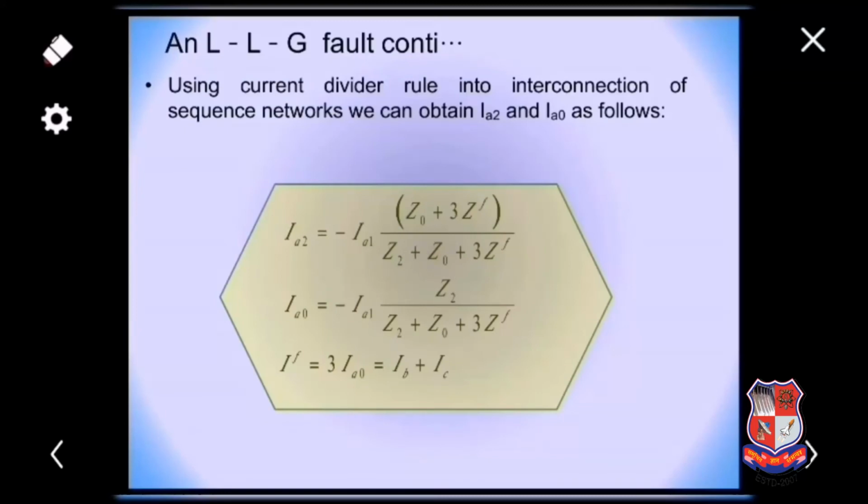IA2 is equal to minus IA1, as I told you from the diagram, into Z0 plus 3ZF divided by Z2 plus Z0 plus 3ZF. Similarly, IA0 is equal to minus IA1 into Z2 upon Z2 plus Z0 plus 3ZF, and my fault current is 3 times IA0, or IB plus IC from the boundary conditions. So this is how we have completed all the 3 short circuit faults which are unsymmetrical faults.